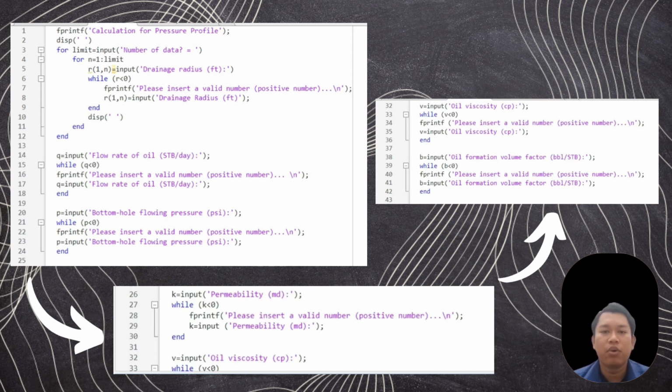When it comes to our project, the fprintf function is used to output data that has been prepared to the command window. This is done solely for the purpose of calculating the pressure profile. By utilizing the second function, which is referred to as the display function, it is possible to display text in addition to displaying the value of a variable without disclosing the name of the variable.